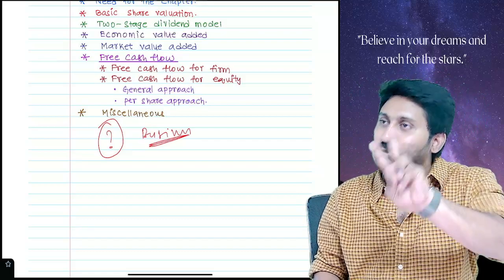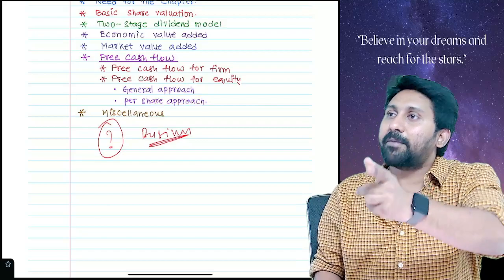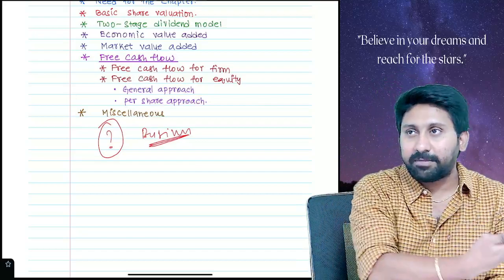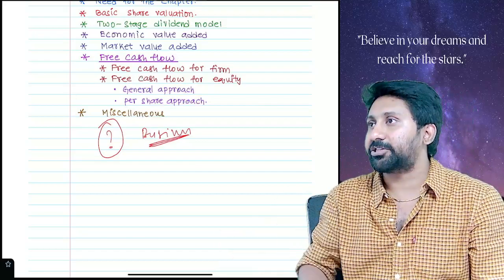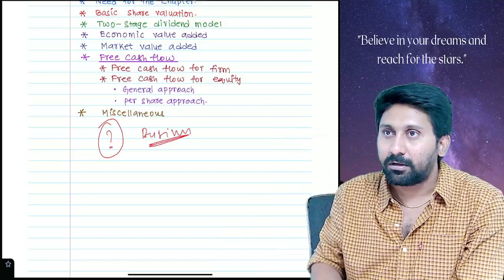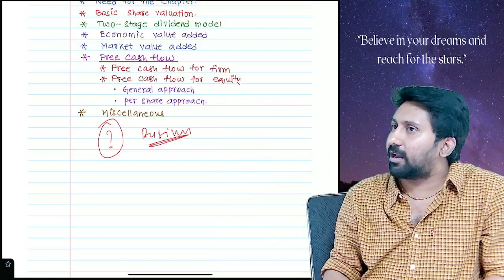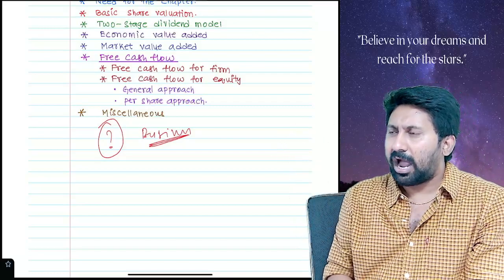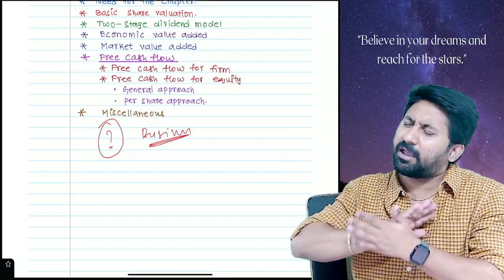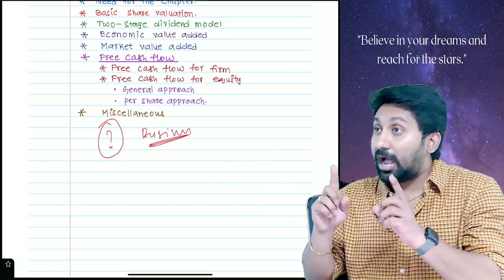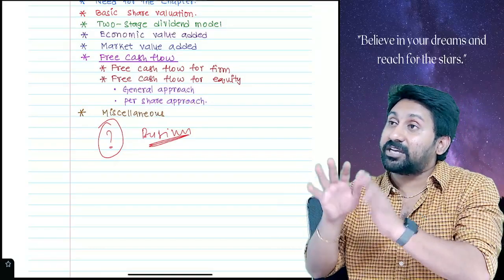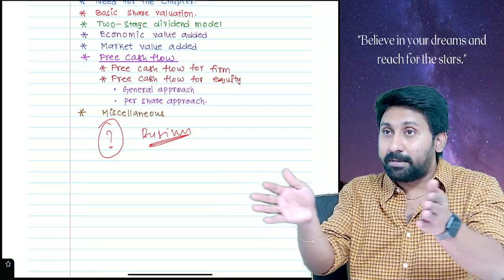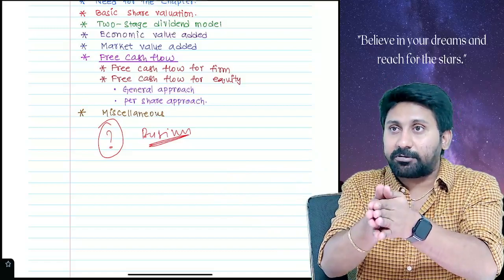They can merge two chapters. What are those? Mergers and business valuation. We completed mergers; now we will complete business valuation. It will take 4 days to complete. All the 30 problems in the material we will do, 30 different types of questions. ISM, RTP, past exams, MTP, everything we will cover. After that, let us see how we can merge the mergers chapter with business valuation.